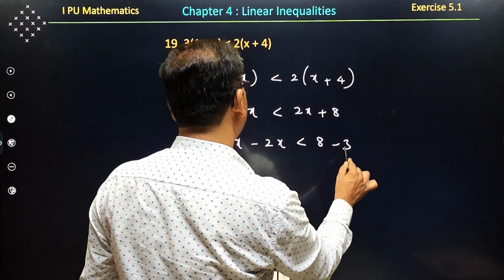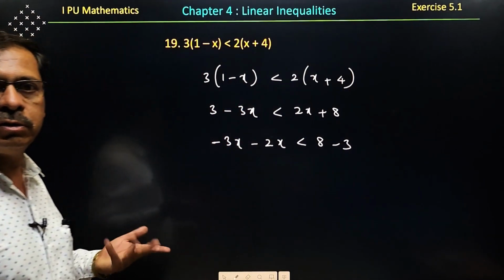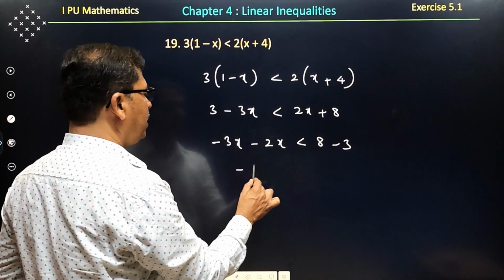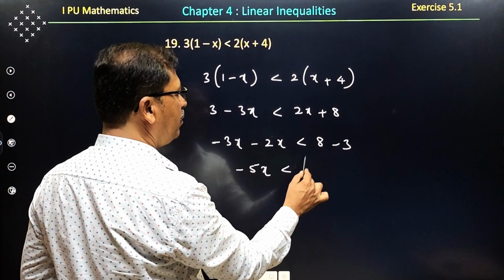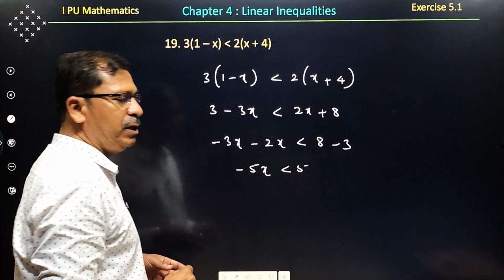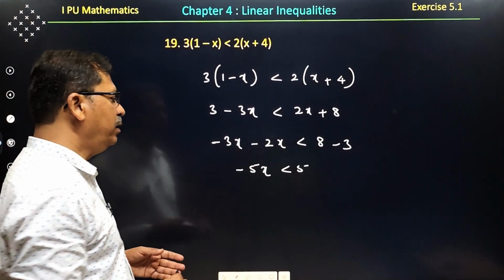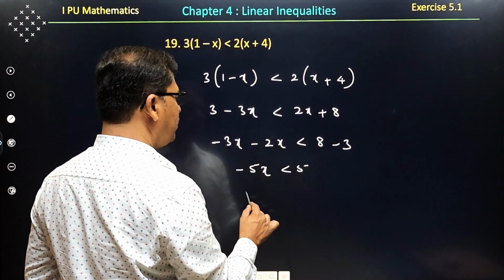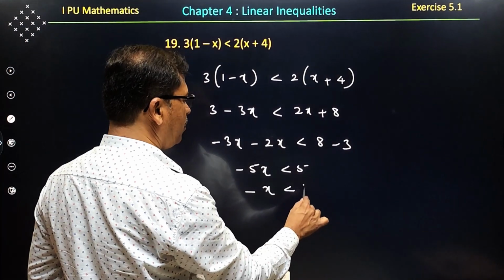8 minus 3. What about minus 3x and minus 2x? The sum is minus 5x, which is less than 8 minus 3, that is 5. You divide by 5. So on division by 5, it becomes minus x, which is less than 1.